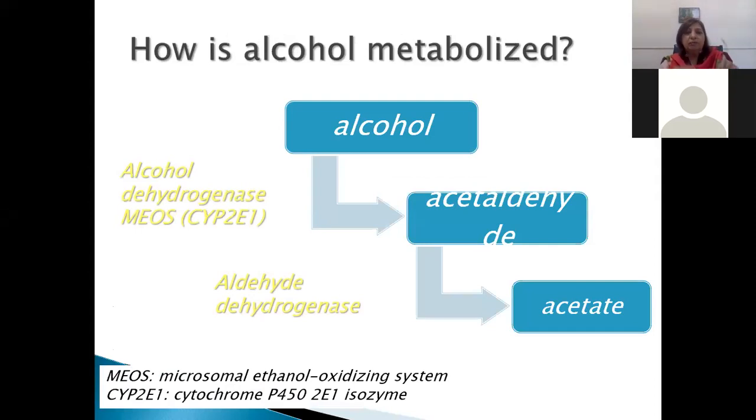So alcohol is metabolized into acetaldehyde by alcohol dehydrogenase and by cytochrome P450 enzyme 2E1. Aldehyde dehydrogenase then converts it into acetate. So the microsomal ethanol oxidizing system and cytochrome P450 oxidizing system are metabolizing alcohol into acetaldehyde and acetate.